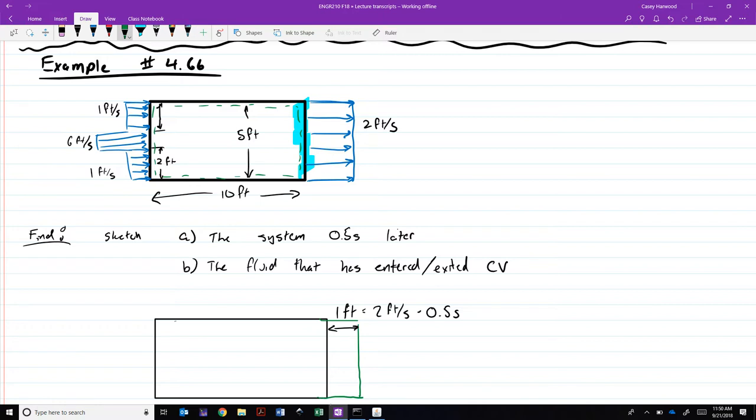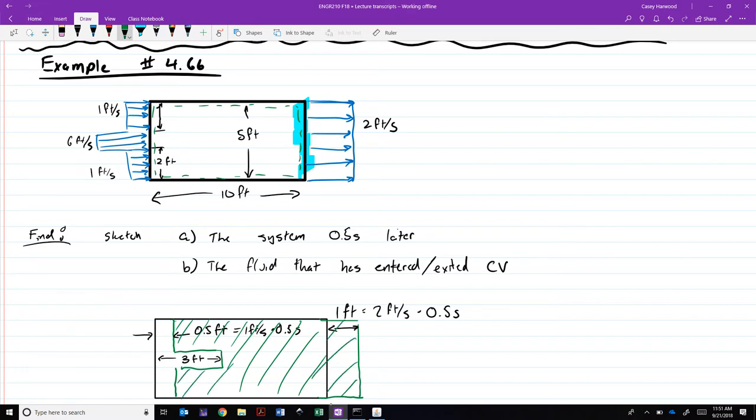Now at the left-hand side, this section that's going 1 foot per second, how far into the control volume will that have penetrated? It'll move 0.5 feet, right? Because it's 1 foot per second times 0.5 seconds, the amount of time elapsed. And then this middle section that is moving at 6 feet per second on the left-hand side will have traveled 3 feet, right? 6 feet per second times half a second. And so the new shape of our system is this green hatched region here.